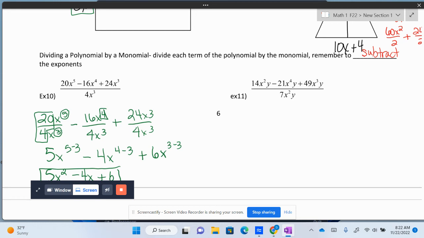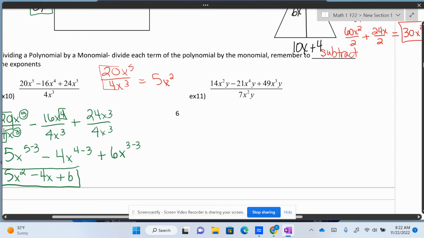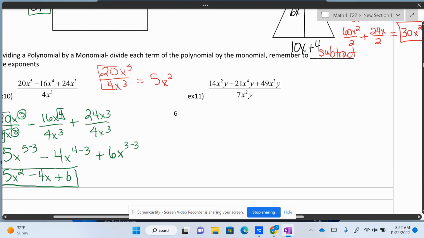Here's another way to look at it. So I'm just going to write the first couple of terms down. We know that 20 divided by 4 is 5. Do you have more x's on the top or on the bottom? On the top. How many more? So they stay on the top, 5x squared. Do you guys remember me doing that with you when we did the exponent rules? Okay. So we're going to kind of try and do that with this next one.